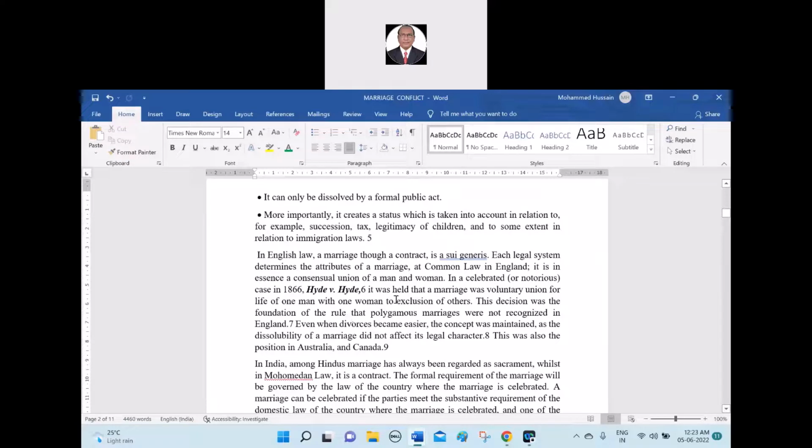In Hyde versus Hyde, it was held that marriage was a voluntary union for life of one man with one woman to the exclusion of others. That is monogamous, chaste, only one wife and one husband. And this decision was the foundation of the rule that polygamous marriages were not recognized in England, and polygamous marriages are also not recognized in Tanzania as well as in India. Neither polyandry nor polygamy, but in certain places they do it voluntarily because it is their custom.